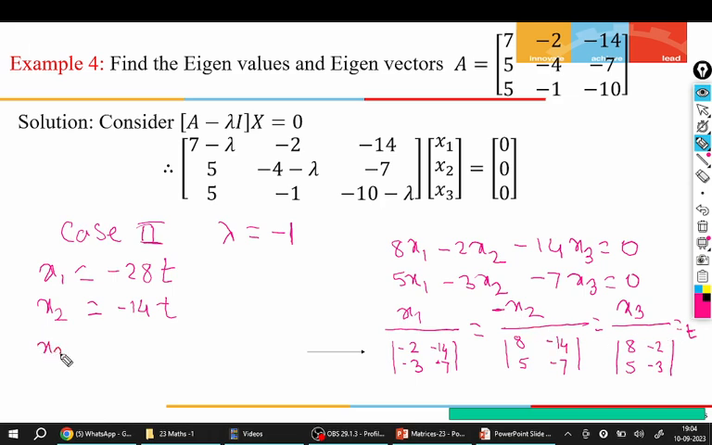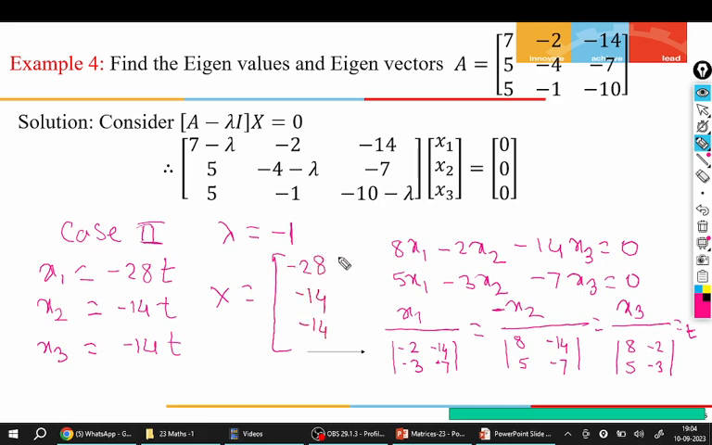And lastly, x3 is equal to, so this is 24 minus 24 plus 10. It is minus 14 again, minus 14t. So our eigenvector x will be, in particular, if you put t equal to 1, minus 28, minus 14, minus 14.